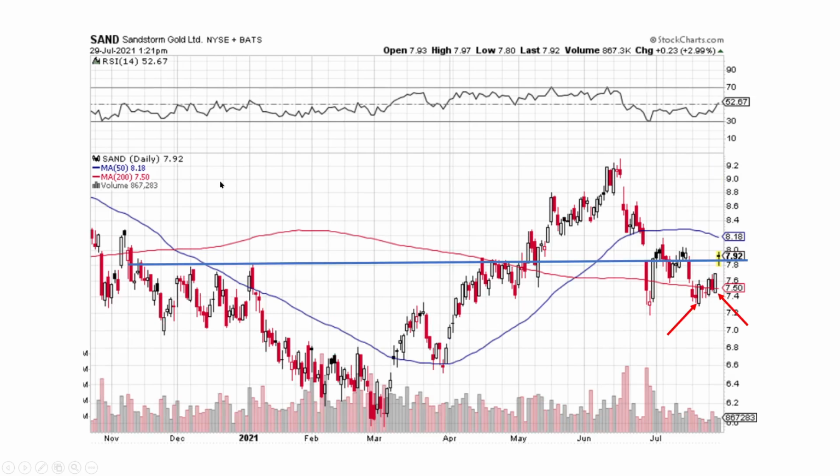Okay. We've got Sandstorm Gold coming across. We broke, kind of came up. We pulled back. Bullish engulfing. We're popping up. We still got some sticky resistance through this area where the line's at.